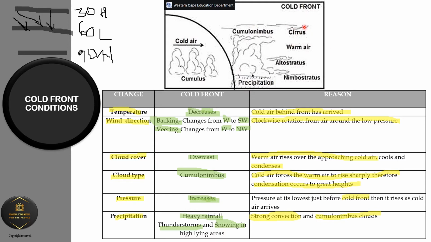We may have some other clouds. Remember, this is the warm sector. We may have altostratus clouds, cirrus clouds, and so on and so forth. And cumulus clouds in front, behind the cold front. Now let's think about what will happen in the warm front.